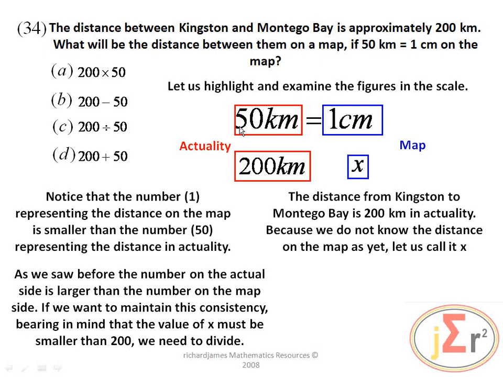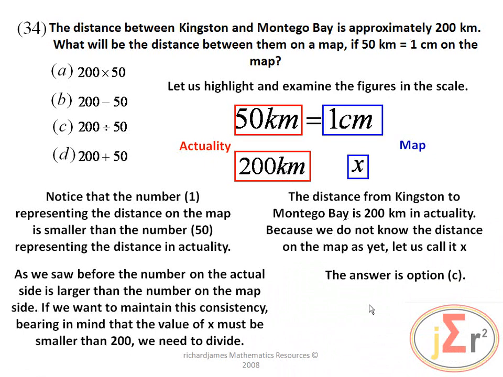If we want to maintain this consistency, bearing in mind that the value of x must be smaller than 200, because if we want to use this as a guide, the number on this side must be smaller than the number on this side, because on the scale that is given, 50 is large, 1 is small. So the value of x must be smaller than 200. So we need to divide. So we are going to divide by 50 then.